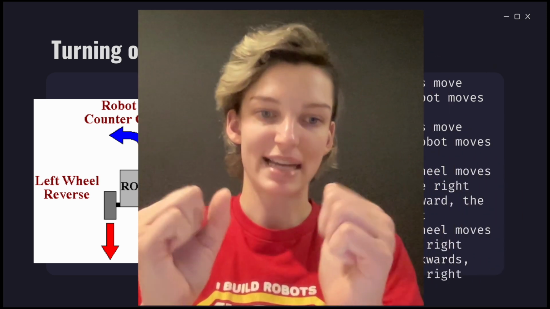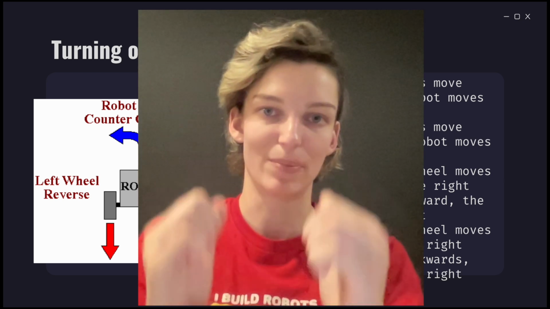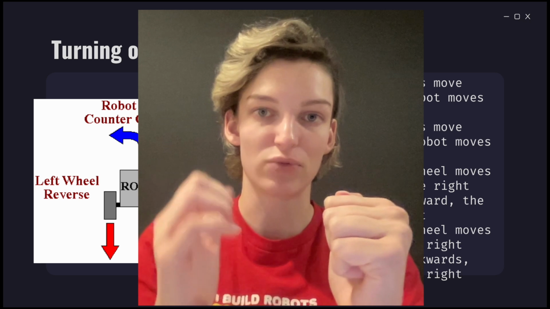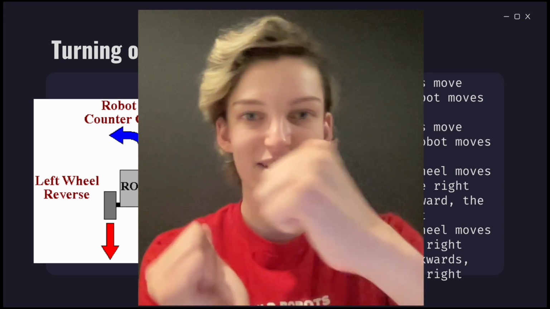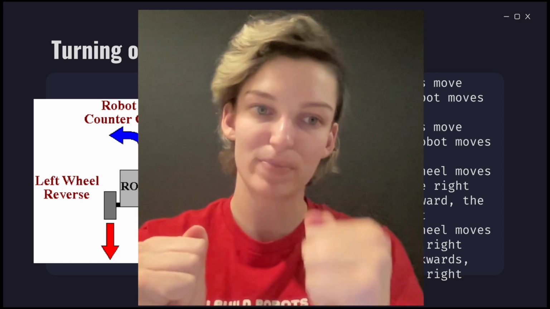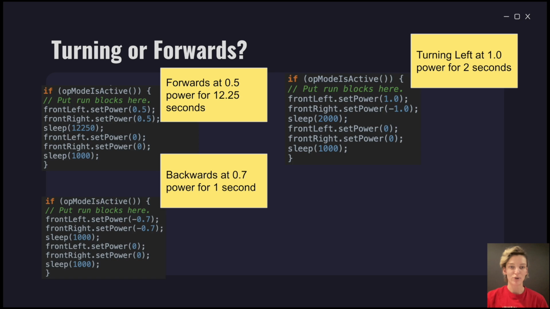How I like to imagine is I have my hands be the wheels, and if they're both moving forward, the robot's moving forward. If they're both moving backward, the robot's moving backward. But if the left wheel moves forward and the right wheel moves backward, that means the robot's turning this way. And vice versa. If the right wheel moves forward and the left wheel moves backward, the robot's turning left. But how do we program that?